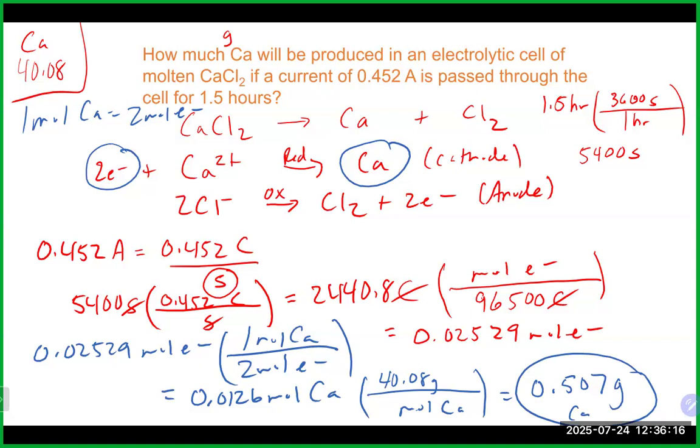Now, in this case, we weren't asked about chlorine, but we could have done a similar calculation for chlorine. We again could use the 2 moles to 1 relationship to relate the moles of electrons to chlorine. And at that point, if we were given some pressure and temperature information, you could solve for volume, or you could also solve for grams using the molar mass of chlorine. Any questions on that one there?